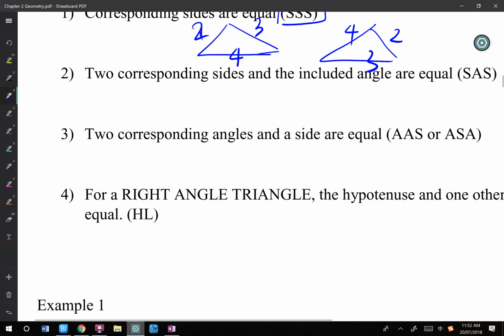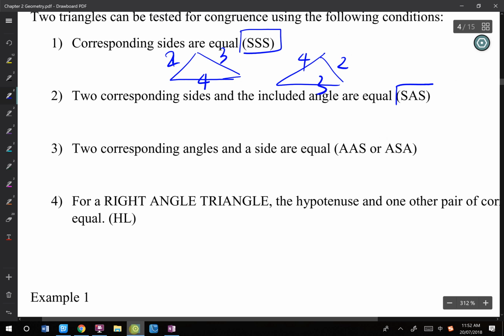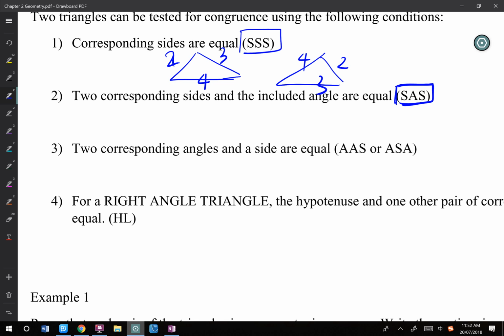Okay, the next one I want to talk about is SAS. If I know 2 sides are the same, this side is the same as this one, side 2 is the same as side 2, now I need extra information. If I don't have the third side, then I need a piece of information for the angle. But this angle is a special angle. This angle must be included in the 2 sides. If it's not included in the 2 sides, I can't make the conclusion.